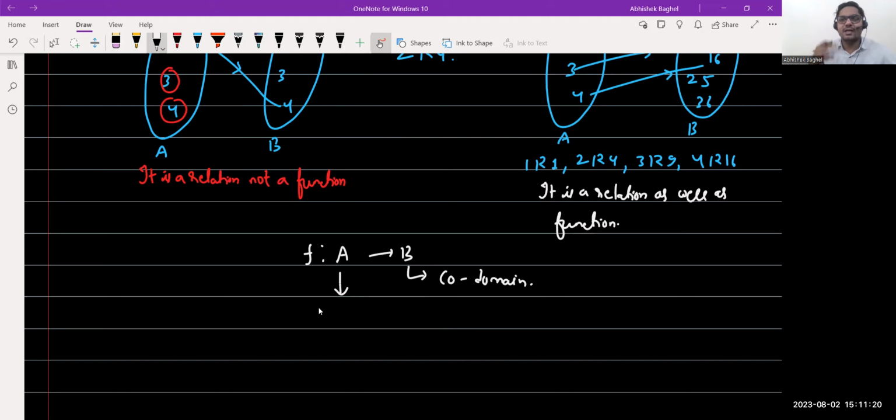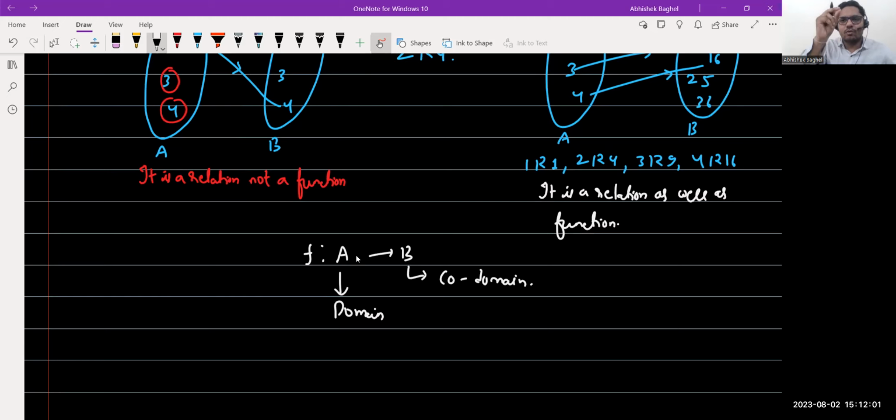Domain is nothing but what? Domain is the set of elements of set A which gets related. In the case of a function, all elements of set A get related. So set A is the domain always, because domain is the set of elements of set A which gets related. Clear? In the case of function, all elements of set A get related, so we can say that this whole set A is the domain.